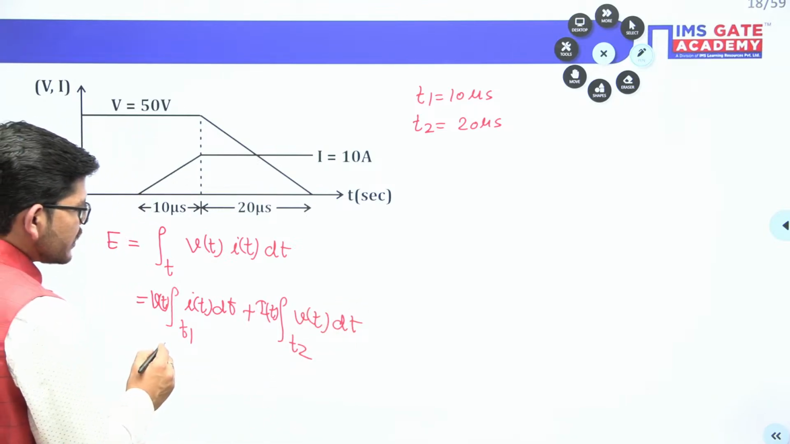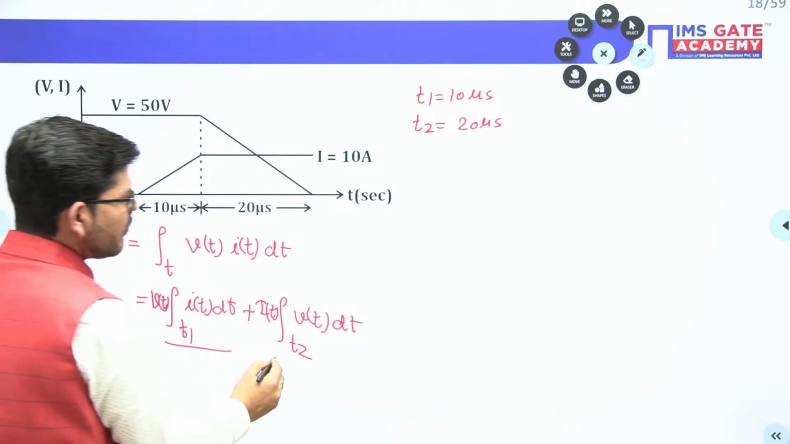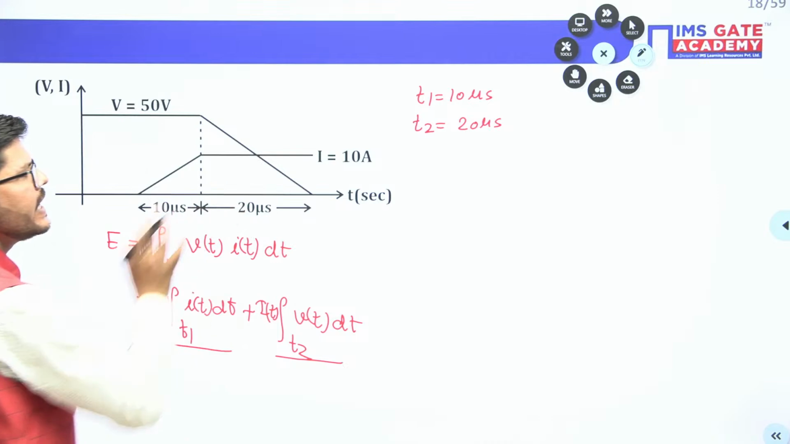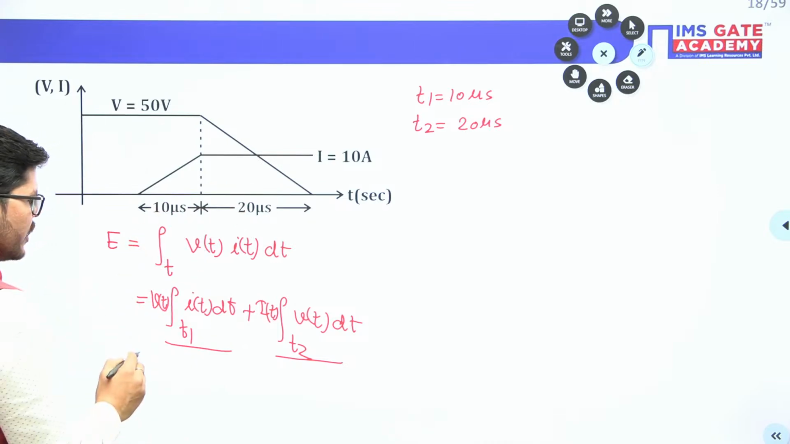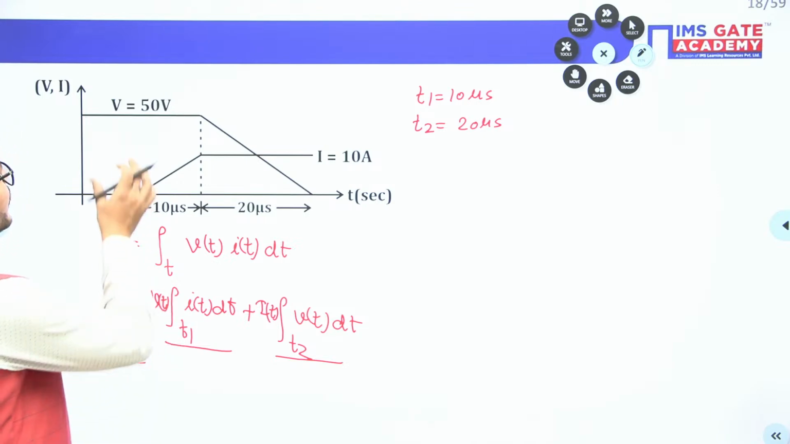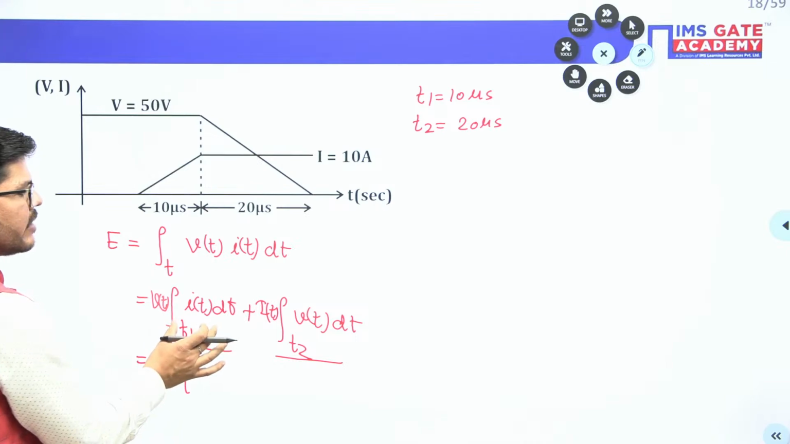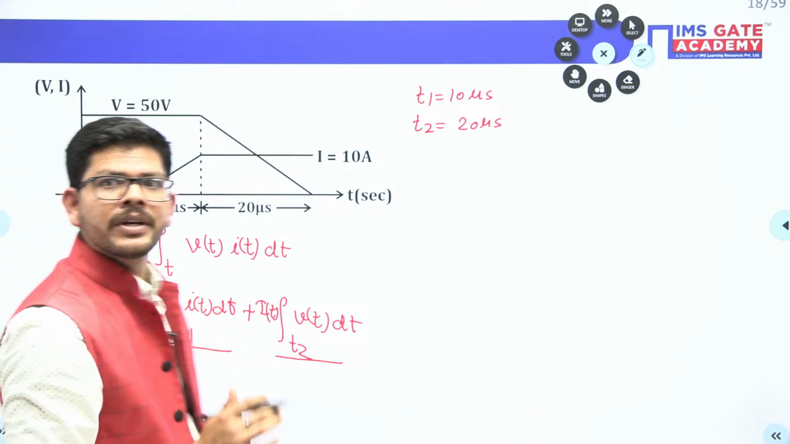Now what is this? This represents the area under the current curve, and this represents the area under the voltage curve. So what will be the area under the voltage and current curves, guys? What is VT here? VT is 50 here, and this is nothing but the area under the current curve.